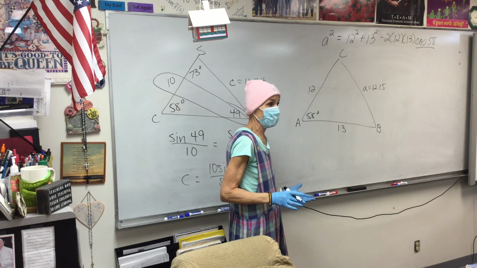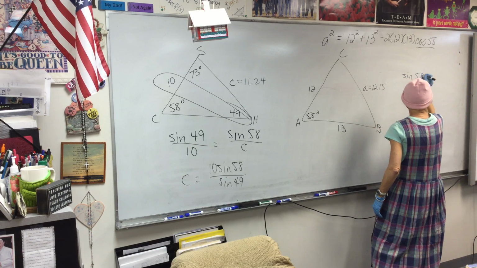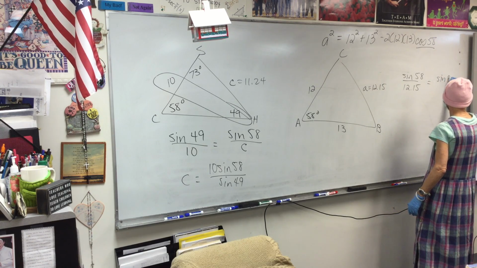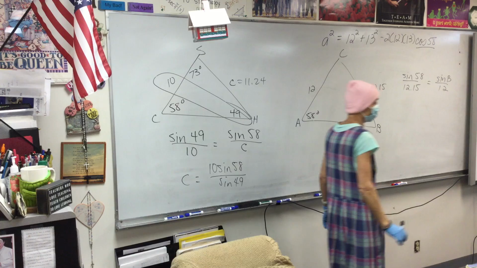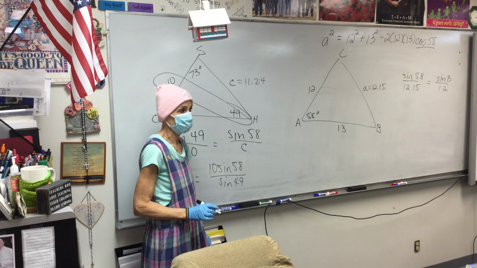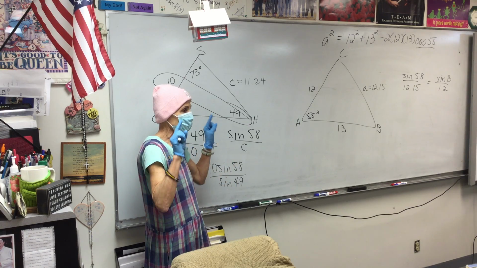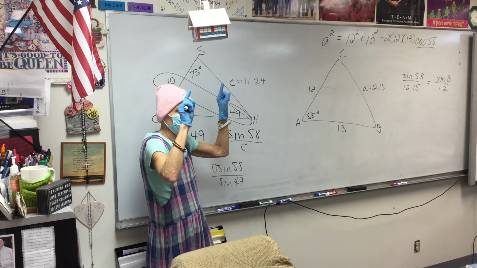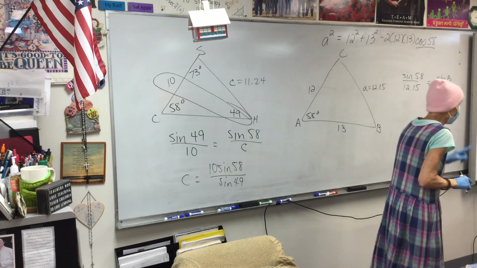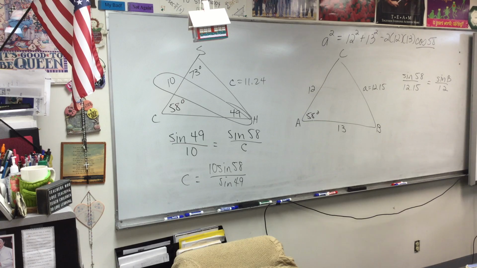We could also do the law of cosines, but that's gonna be way harder. So I'm just gonna go ahead and use my law of sines. So sine 58 over 12.15 equals sine B over 12. Anybody's antenna going up? You can find an angle. Yeah, but here's the good news. Just something else you have to remember. You only have that issue with the law of sines when it's step 1 in the problem. If it's step 2 of the problem, you don't have to worry about it.